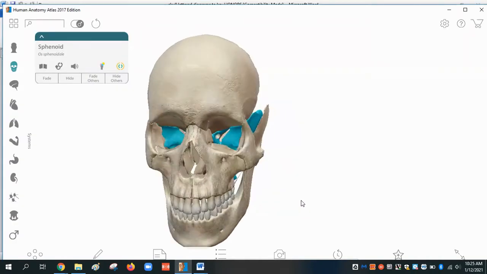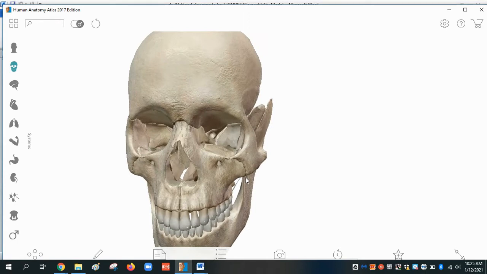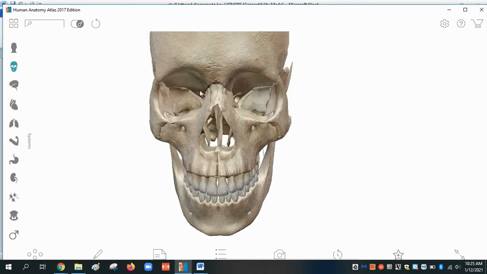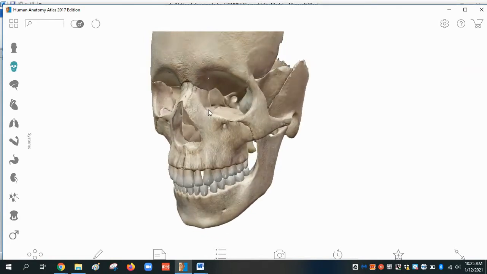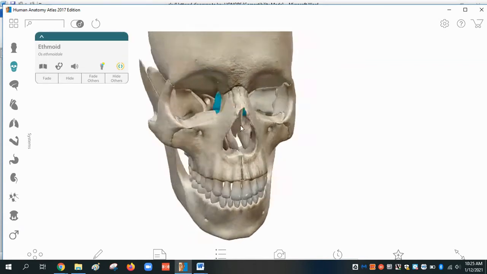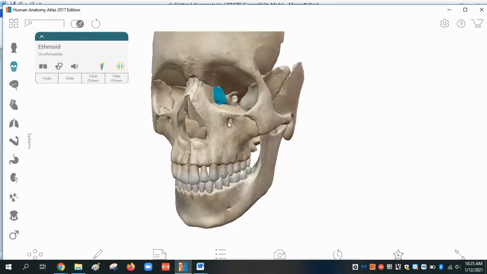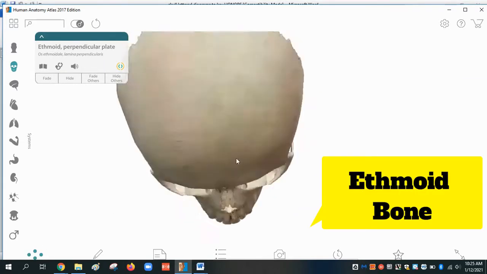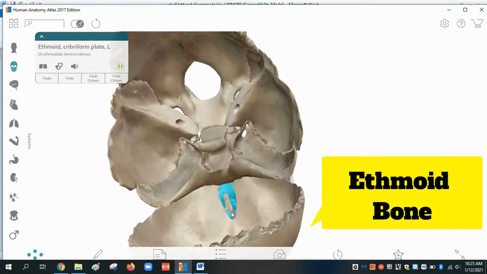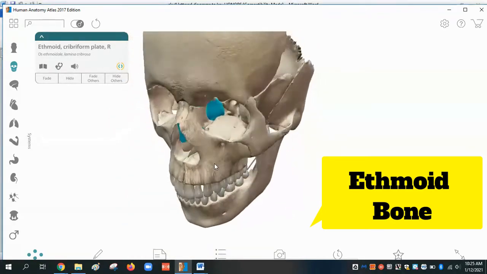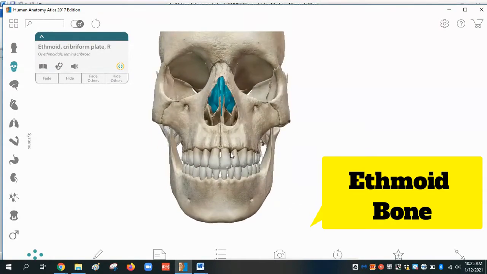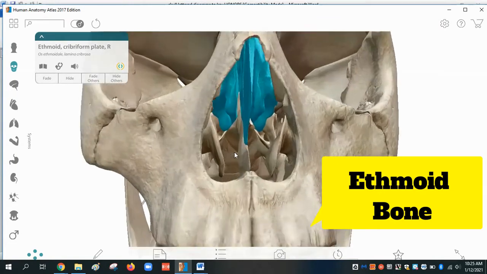Now the ethmoid bone is hard to get to. It is situated sort of between the eyes, but behind these nasal bones here. So here's part of the ethmoid bone. See that tucked away in there? And this part is also ethmoid, as well as all of this. I'm not sure why the atlas doesn't like to highlight all of it together. All this is ethmoid. It has a very strange structure.